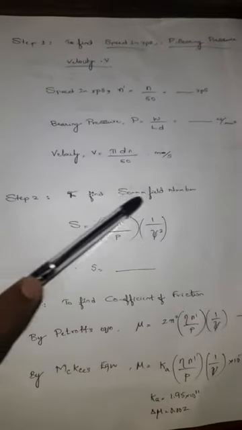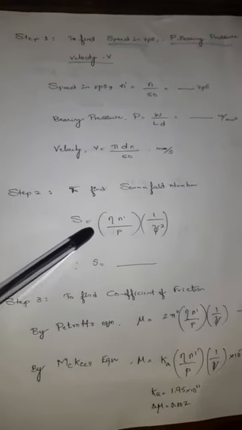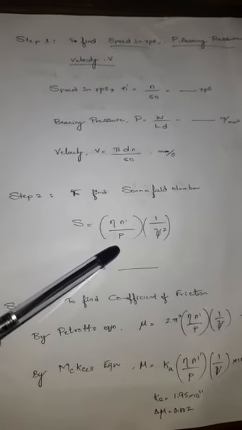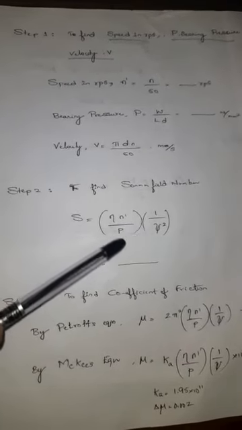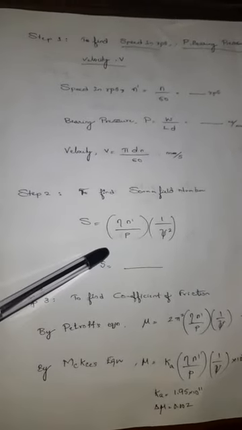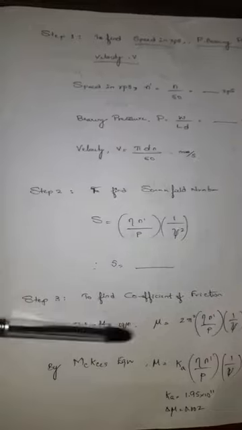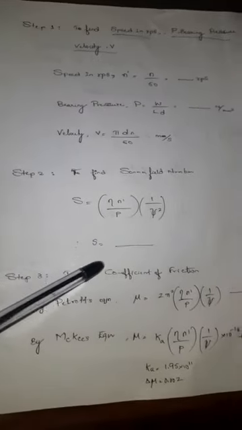Step 2: to find Sommerfeld number. The formula is S equals mu N dash over P, into 1 by psi square. This formula is in volume 2, near the introduction part. Therefore S equals a calculated value.